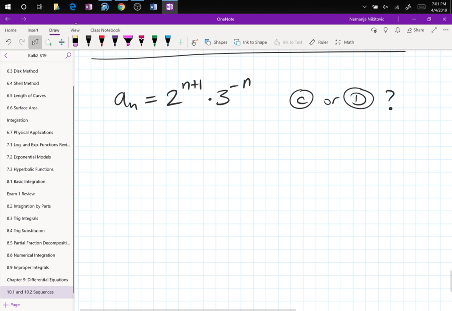There's no quotient. Just plug infinity into the n. Plug infinity into the n. How do you solve that? Infinity plus 1 is just infinity.